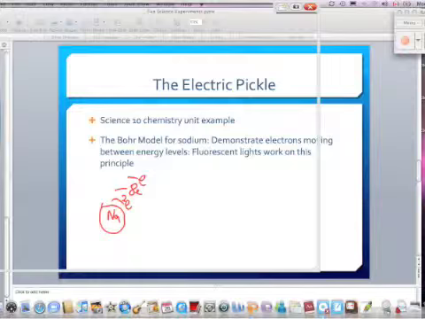And what happens with this experiment is this last guy in the valence level, when you plug the pickle into the wall, he gains energy, and he actually jumps up to the next energy level that doesn't normally exist with sodium. And when that electron eventually falls back down, it gives off a photon, which is light. That's why the pickle lights up, and that's also how fluorescent bulbs work.